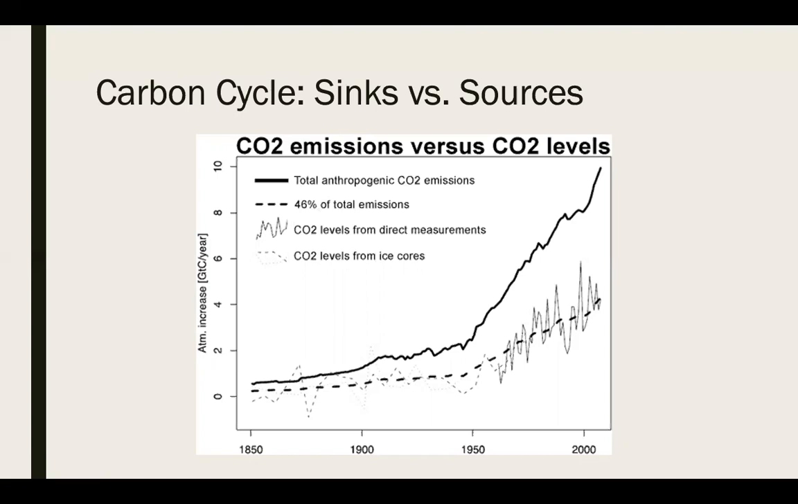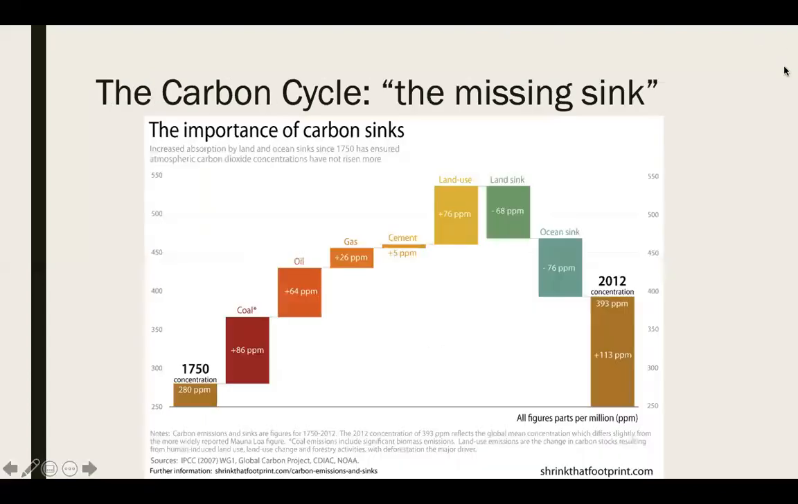Okay. So of the amount that we're emitting every year, an important number to remember is only about 40 or 45% of it is staying actually in the atmosphere. The remainder is getting taken up by the ocean and by the land. And this is another way of looking at that.